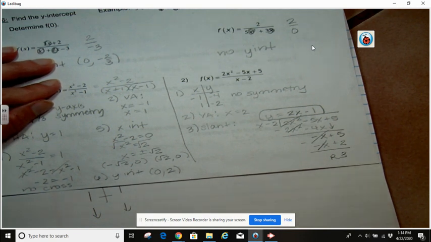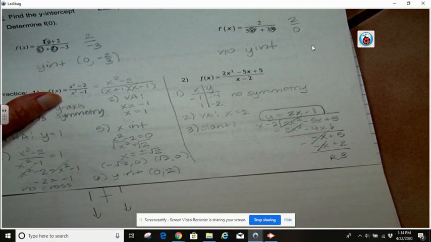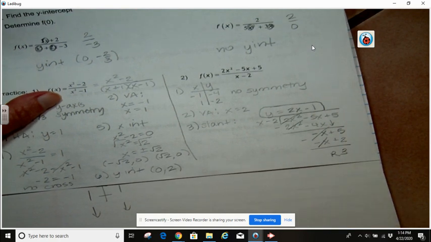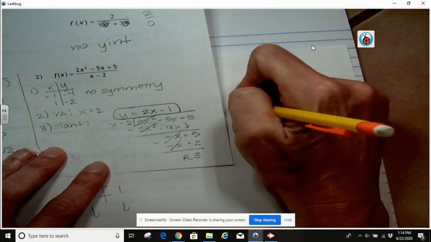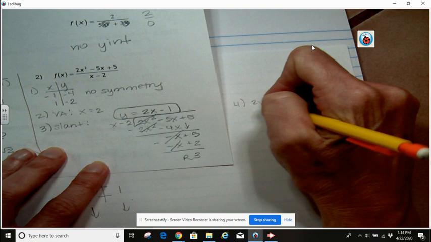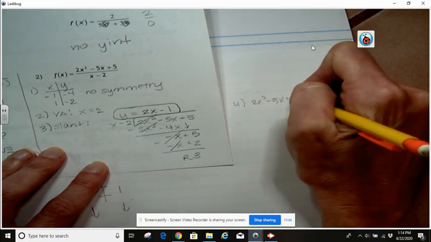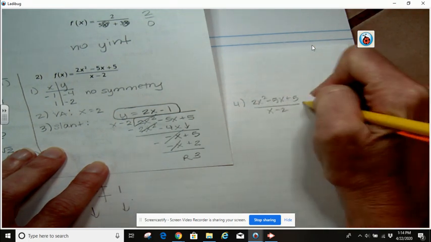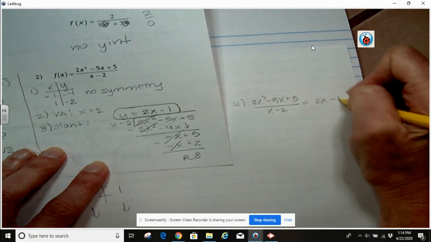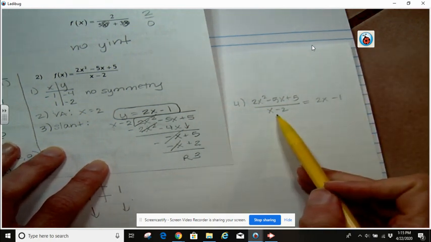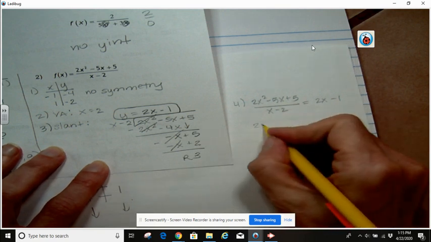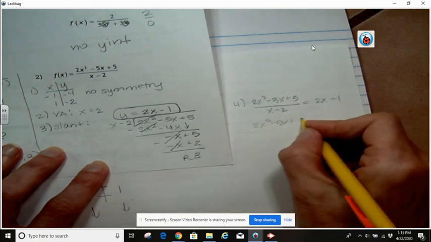Right, so for number 4, I need to know if that slant asymptote gets crossed. Let's see, put this right here. So for step 4, you set your function equal to your horizontal or slant asymptote and solve. So I need to multiply both sides by the denominator. So I have 2x squared minus 5x plus 5.